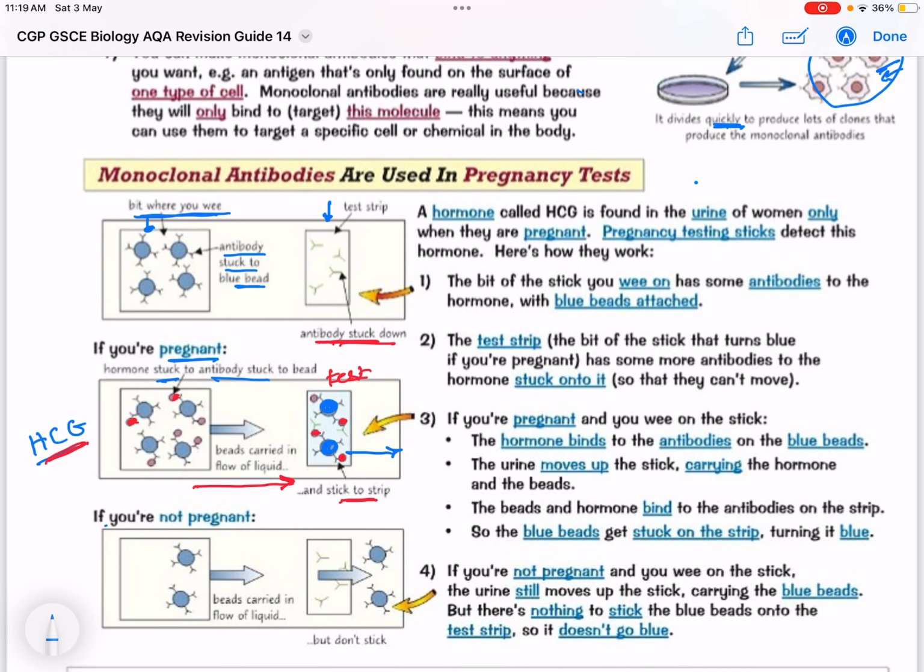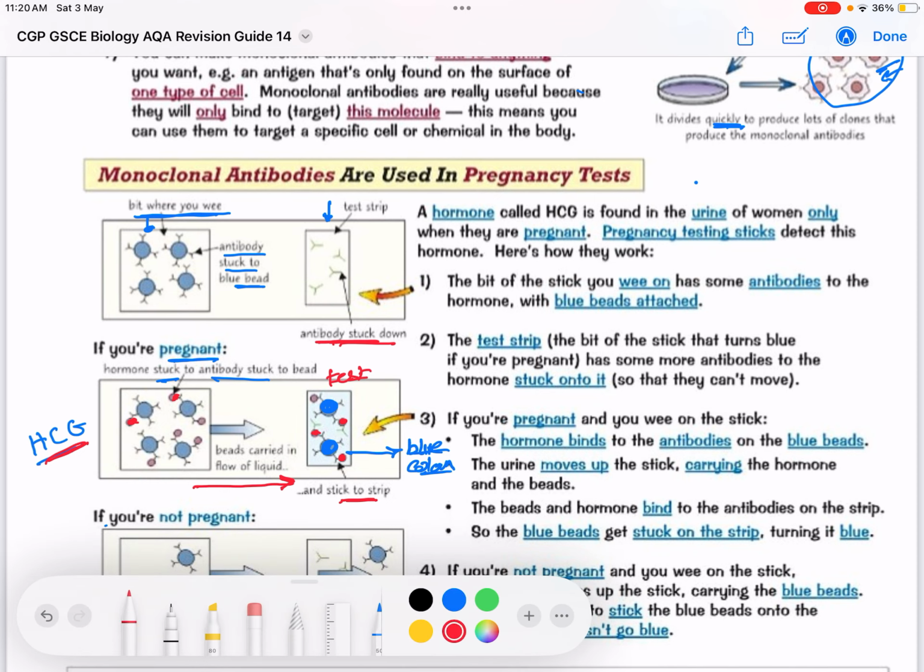So we will be able to see a blue color. Seeing this blue color means this person is pregnant, because the presence of the HCG is what allows the blue bead to be stuck on the immobilized antibodies on the test strip. Otherwise it won't.